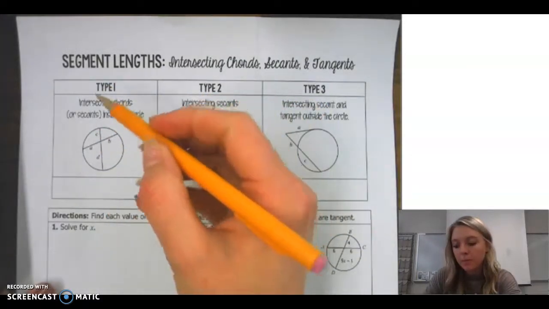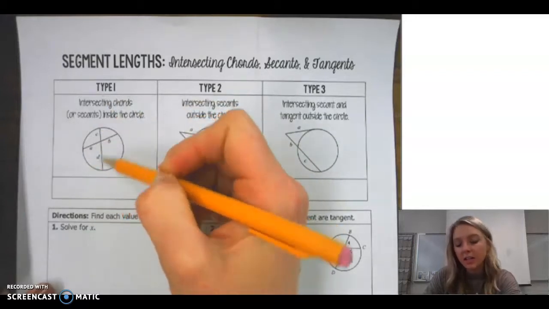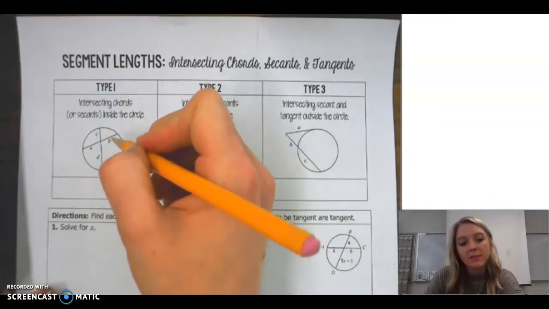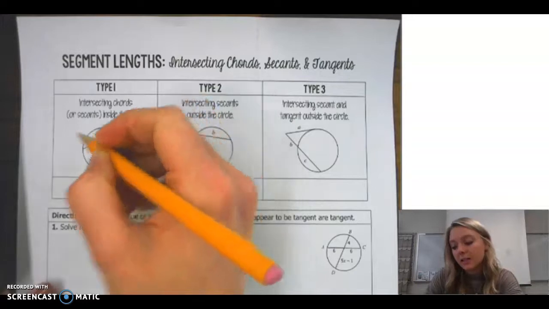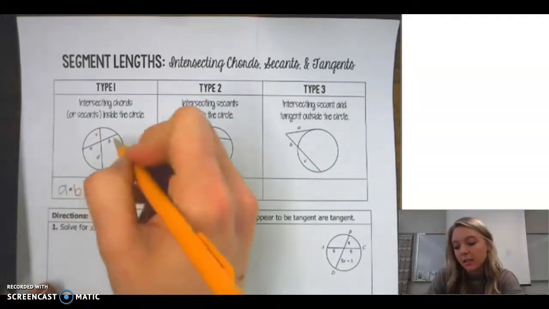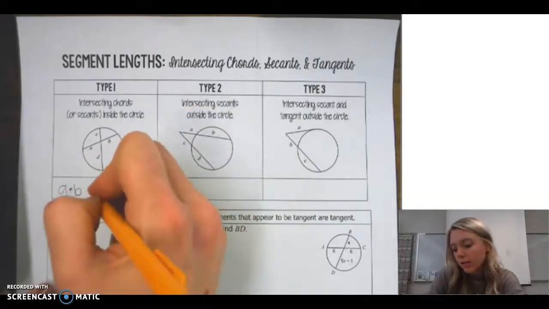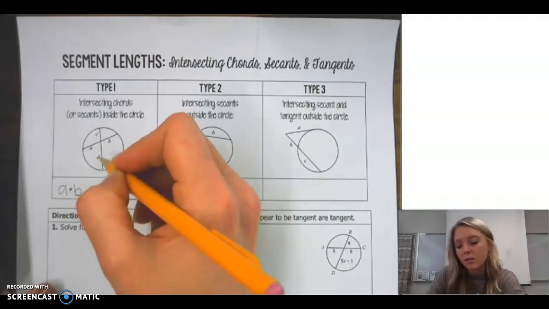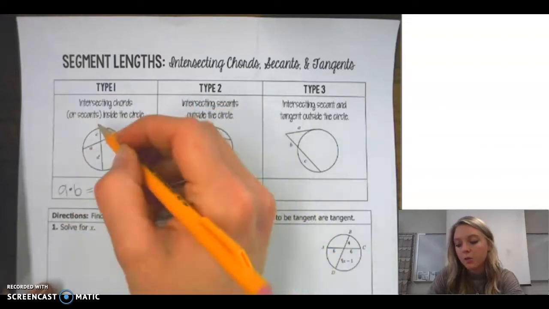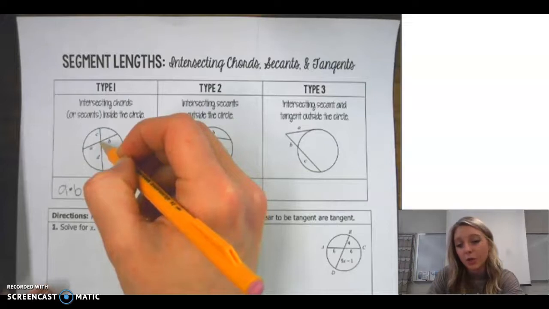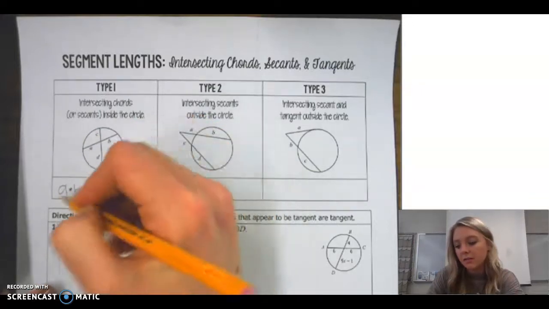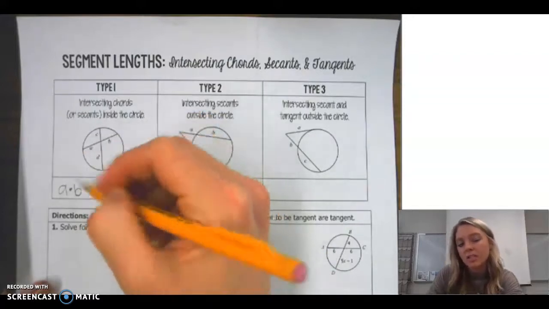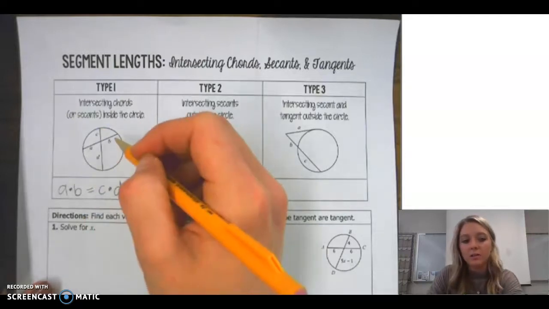So if we take a look at type 1, when you have two chords that are intersecting, the point of intersection divides up your chord into two different parts. If you're trying to find a missing variable or a missing segment length, you would use the formula A times B. Those are the two parts from one chord, and you set it equal to C times D, the other two parts from the second chord. So two chords, the point where they intersect divides up your chords into two parts. A times B from one chord equals C times D from the second chord. That is the type 1 situation that you might see with your segment lengths within a circle.